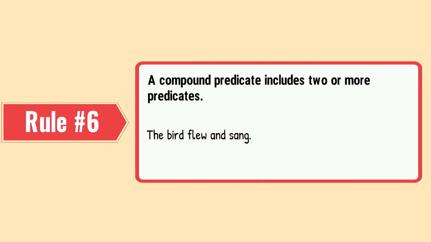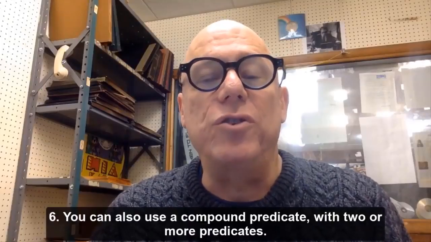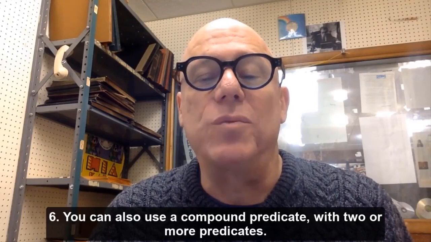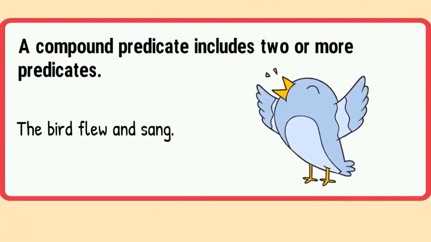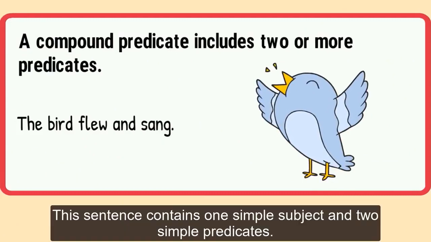The bird flew and sang. You can also use a compound predicate with two or more predicates. The bird flew and sang. This sentence contains one simple subject and two simple predicates. Rule number 7.